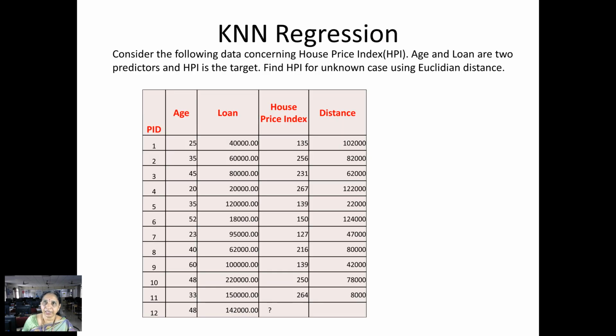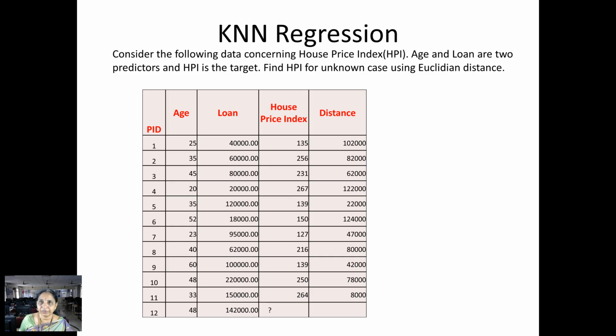And if we want to apply the same algorithm for a regression task, as I told you in the beginning, we can apply this k nearest neighbor algorithm for both classification and regression. So for example, here we have another data set which is an example for a regression task, where we have 11 persons in our data set with attributes age, loan and house price index. And we have a 12th instance which is a test record, with age 48 and loan amount 1,42,000.